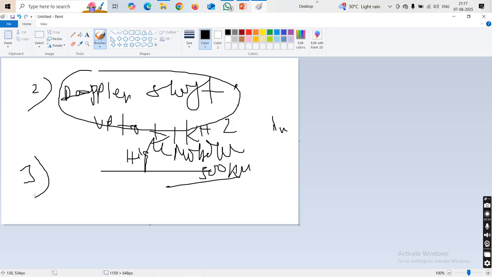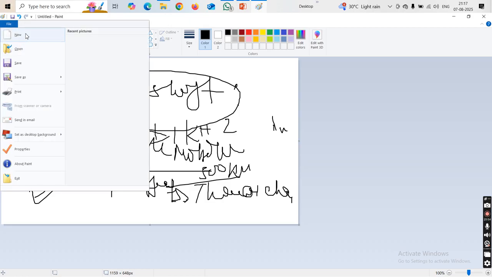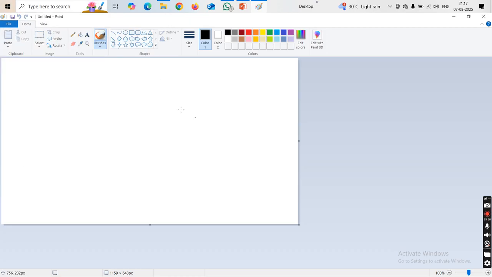The third point which can impact the carrier frequency offset is temperature. Temperature effects: frequency drifts due to thermal changes. So these are the sources of carrier frequency offset.